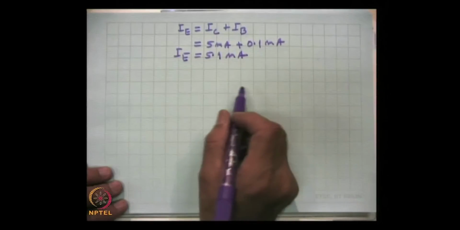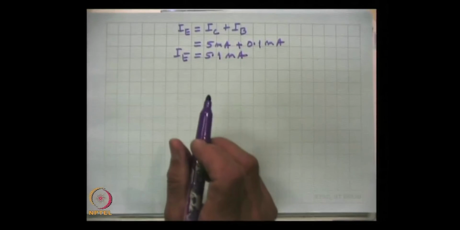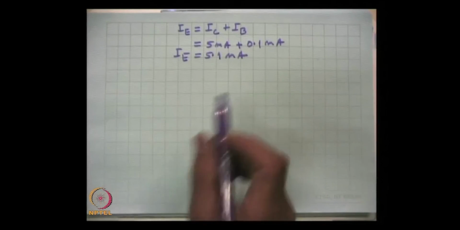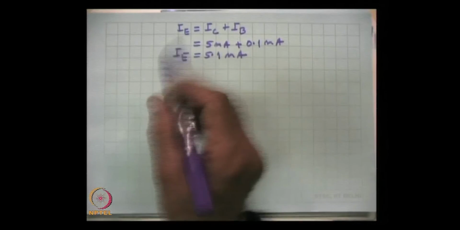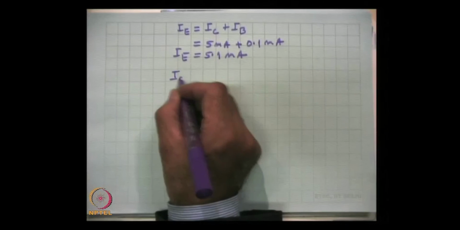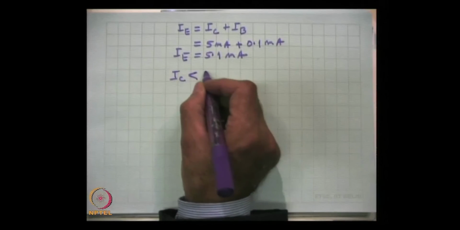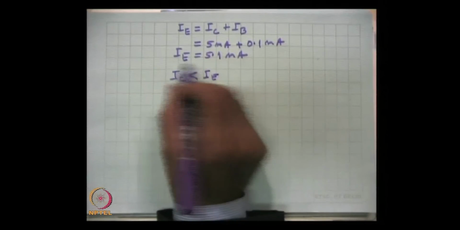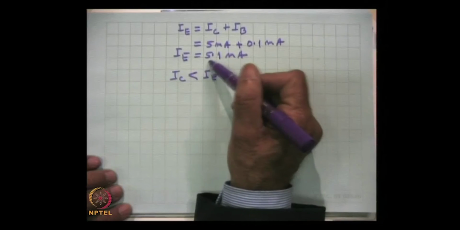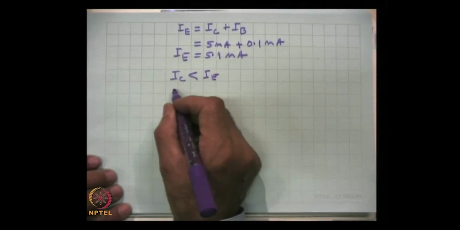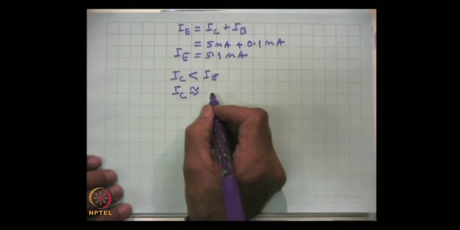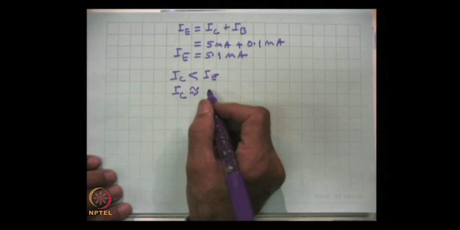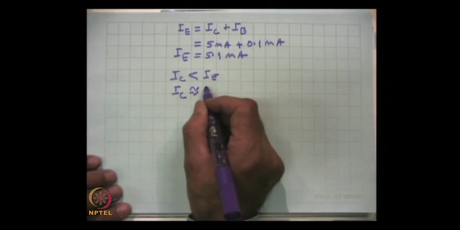milliampere. This further shows that I C was 5 milliampere. So, I C is always less than I E, but they are very close. This is 5.1, this is 5. So, our assumption, which we will very frequently use in the analysis of these circuits, is valid.